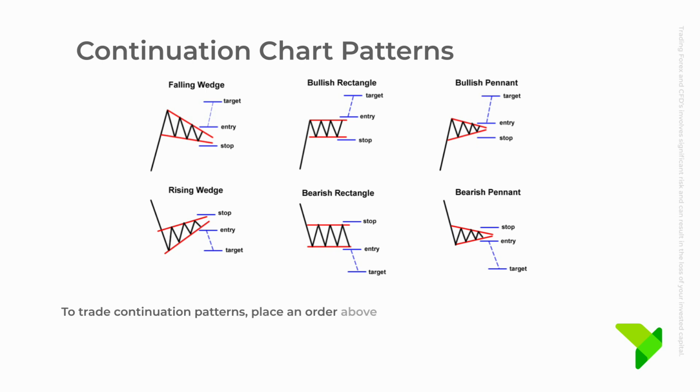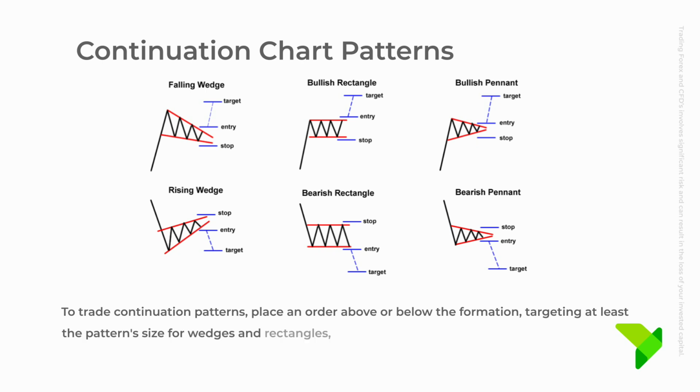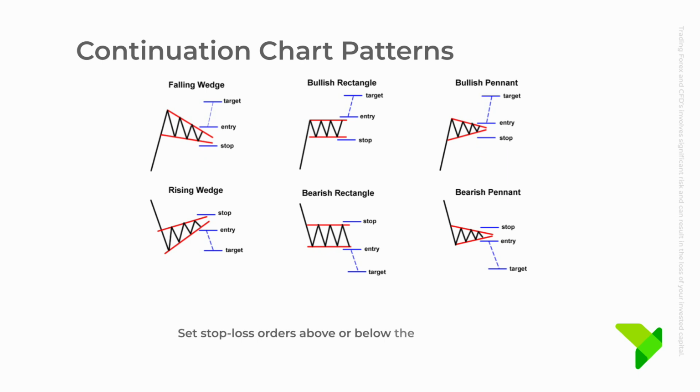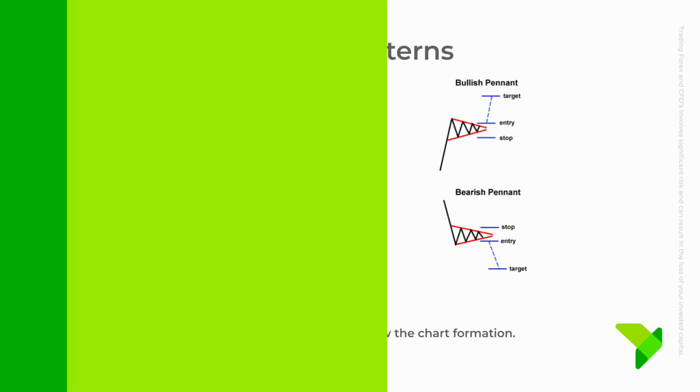To trade continuation patterns, place an order above or below the formation, targeting at least the pattern's size for wedges and rectangles, or the height of the pennant's mast for pennants. Set stop-loss orders above or below the chart formation.